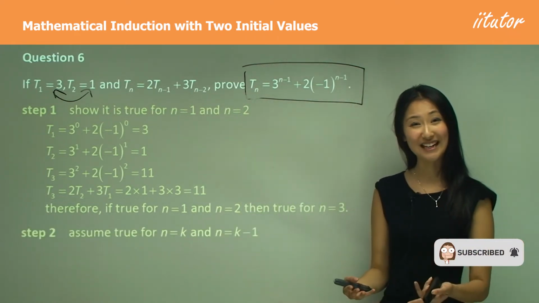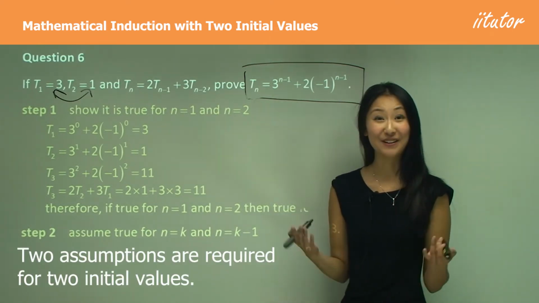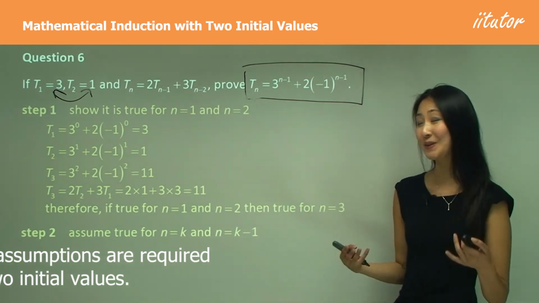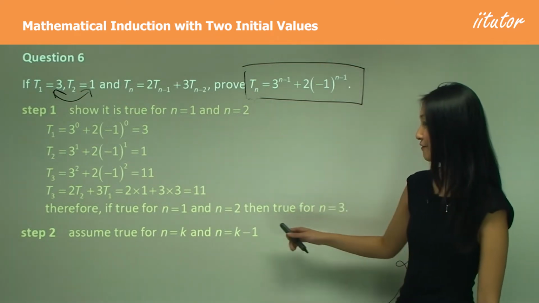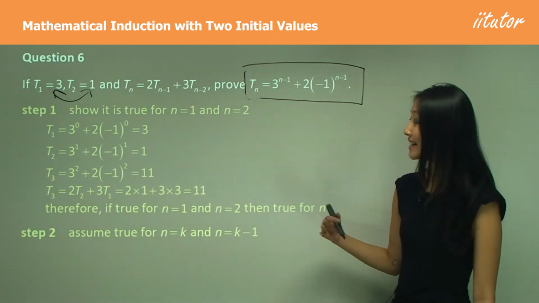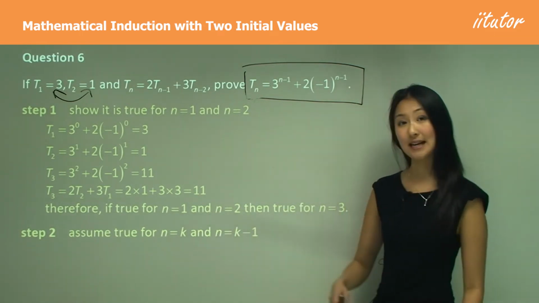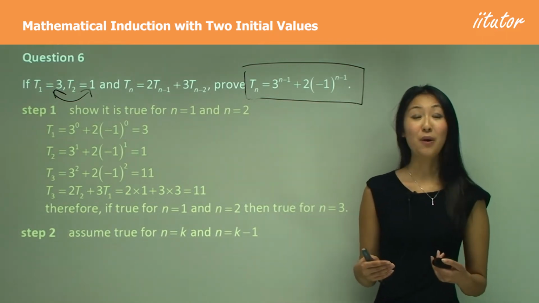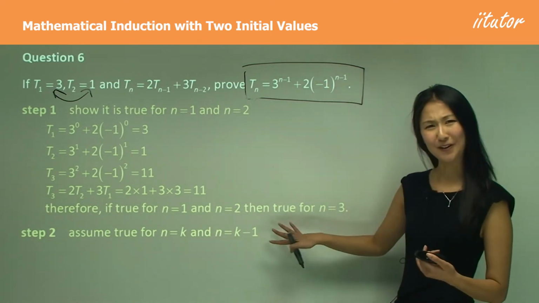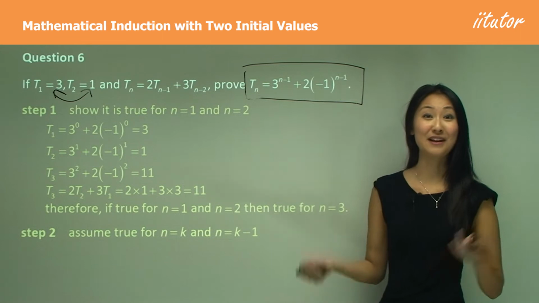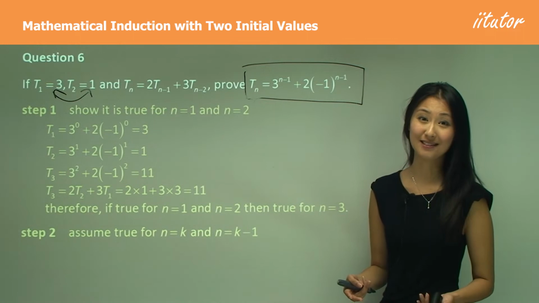So this is our assumption. Now, if there's 2 initial values, how many assumptions are we going to have? Exactly, we're going to need 2 assumptions, aren't we? So we assume it's true for n equals k, and we want to assume it's also true for n equals k minus 1. Now, it doesn't matter if you use k minus 1 or k plus 1, because we just want a consecutive number from k. In step 3, we always prove n equals k plus 1 is true. So you can see that's going to be quite difficult if we have this here already, because you can't prove an assumption. So that's why we've used n equals k minus 1 just for simplicity's sake.